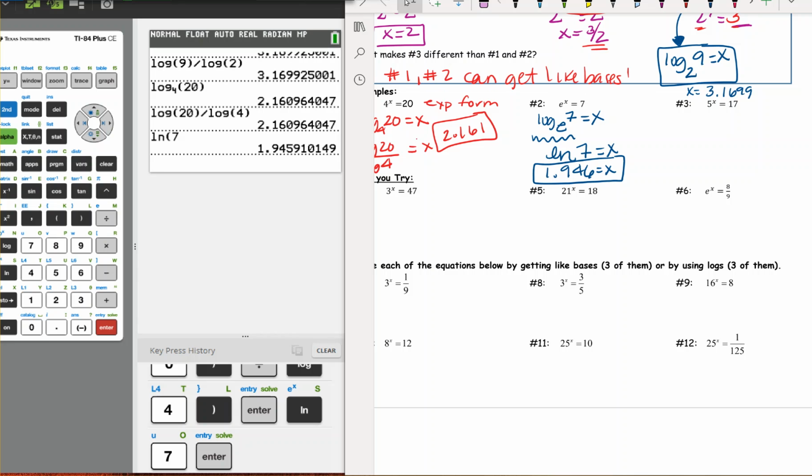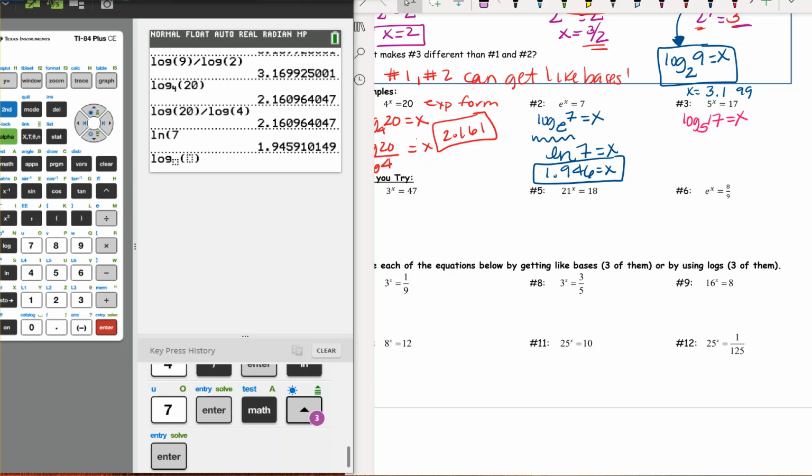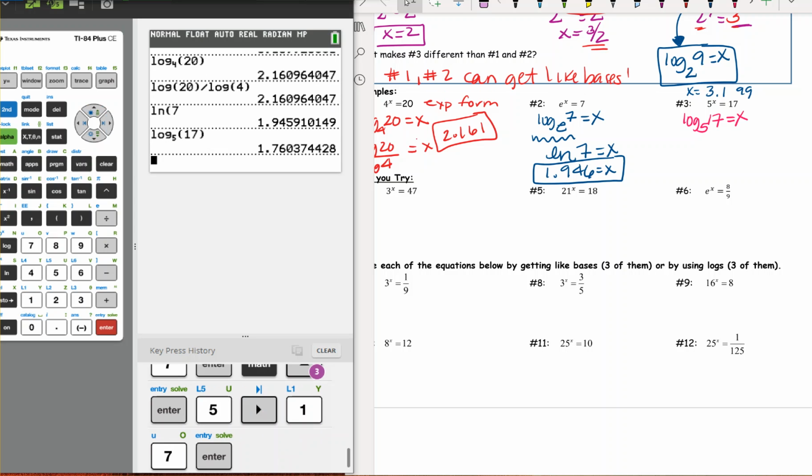Okay, and let's try this last one here, and then I'm going to let you try a couple on your own. So it's currently in exponential form. My x is in the exponent. That's how I know I need a log, and I'm going to just write this in log form. So it'd be log base 5 of 17 equals x. And then again, math, go find A, and then you're just going to put a 5 as the base and a 17 in here, enter.